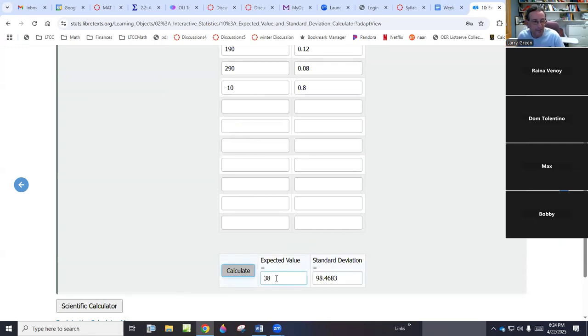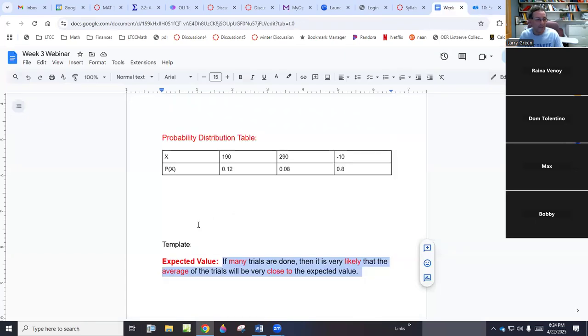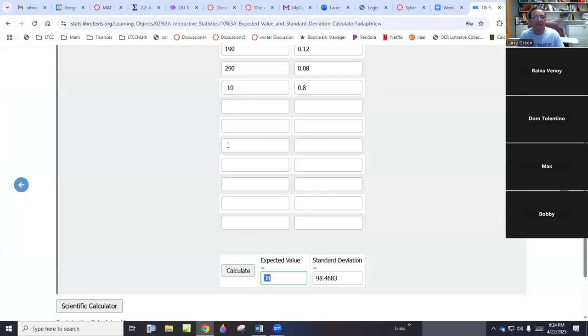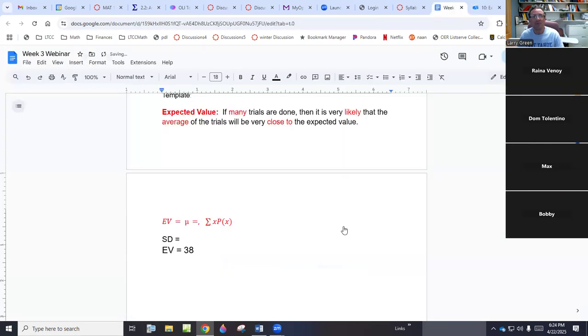The expected value is 38. So let's write that down. So expected value is 38. And the standard deviation is about 98.5. Let's go 2 decimal places because it's money. 98.47.